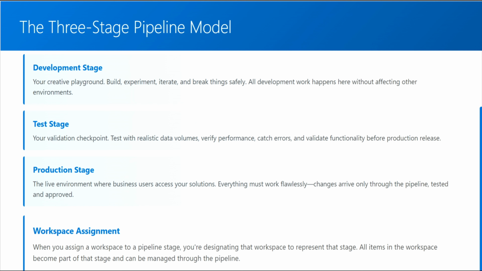Now, here is how Fabric implements this. Each stage in your pipeline corresponds to a workspace. So, you would have a development workspace, a test workspace, and a production workspace. These are physically separate environments, which is crucial for isolation. And when you assign a workspace to a pipeline stage, you are essentially saying the workspace represents this stage of my deployment process. All the items in that workspace are now part of that stage and can be managed through the pipeline.